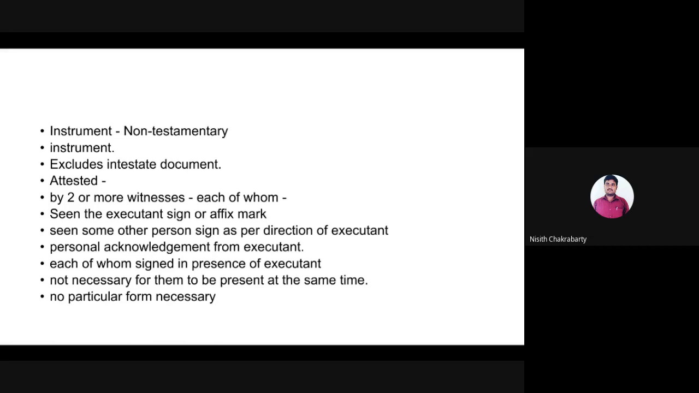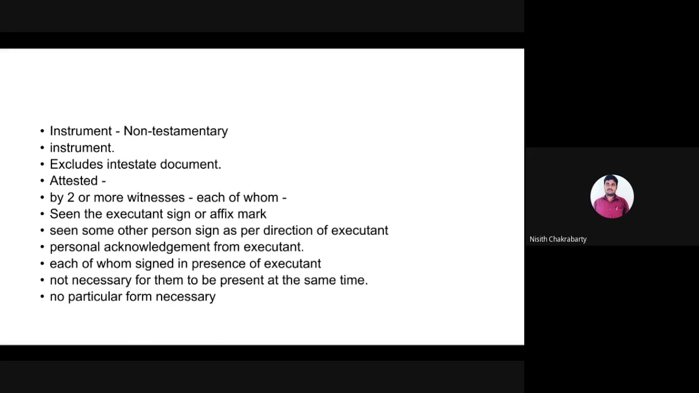Like in the case of Pardanashin ladies, they can't come out of the veil. So there can be cases where they can't sign themselves, or they are unable to put their signature because they do not have a hand. So they ask some other person to sign it. If they have seen that person affix his mark or sign, then also it is deemed that yes, they have seen it. So of these three ingredients, one of such ingredients must be satisfied.